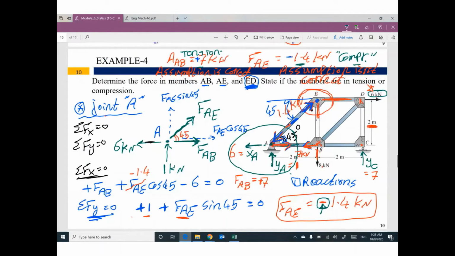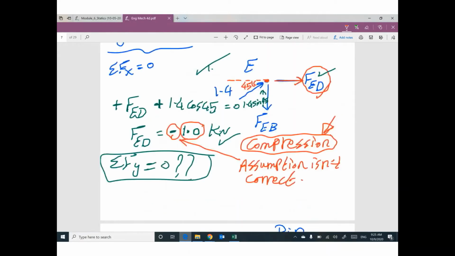I assumed the FEE as a tension. No, this assumption is not correct. This force must be compression. Did you receive the message? Yes, I did. Forget the sign. So this force is a compression to this joint. And the value is 1.4.